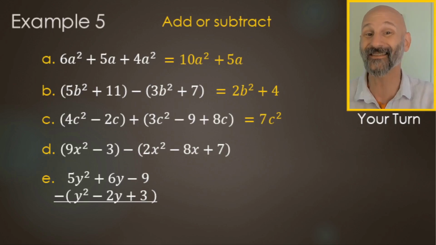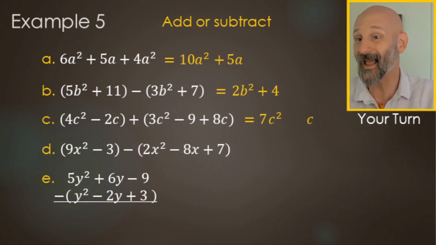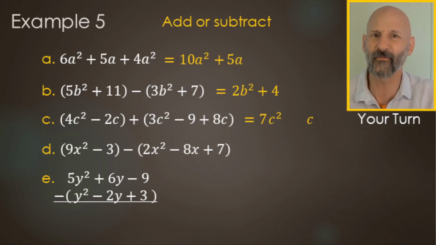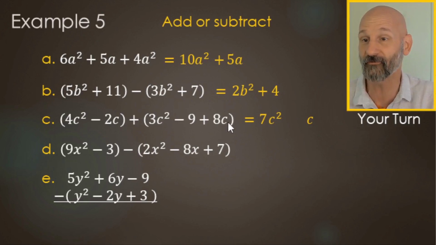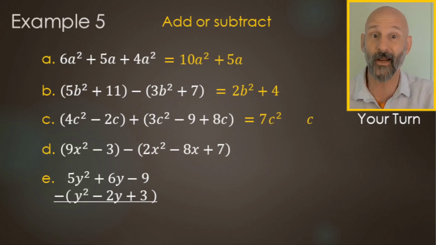Now let's do the c terms. So c with no exponents. We have a negative 2c plus a positive 8c. So think of this as subtract 2c's from 8c's. So 8 minus 2, that's going to be 6c's there.